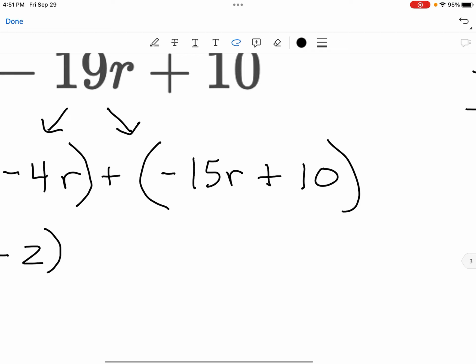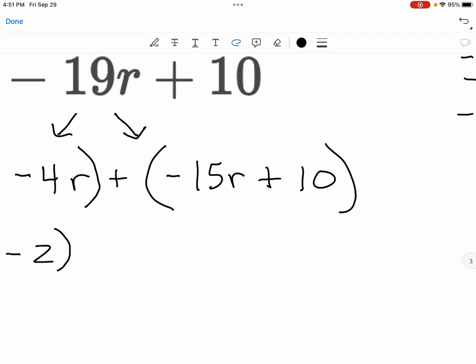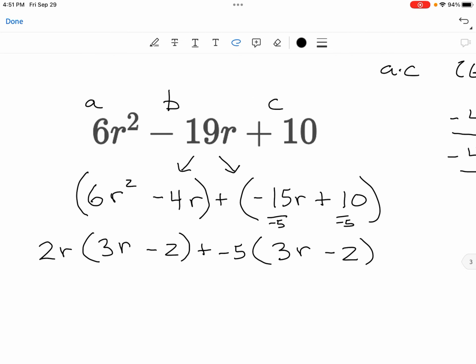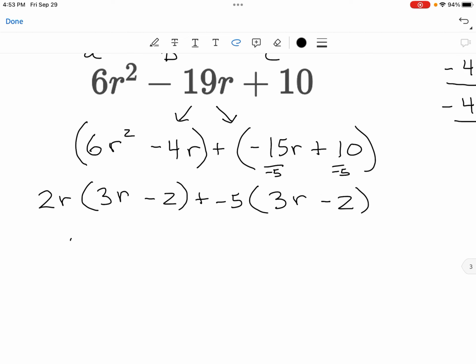Over here, since we have a negative 15, we're going to want to take that negative out. But what are they both divisible by? They're both divisible by 5. So again, imagine yourself dividing by negative 5, dividing by negative 5. So if we take a negative 5 out, that's going to leave us a 3R and a minus 2, which is great because that matches. This here matches with this. Okay, so we can take that factor out.